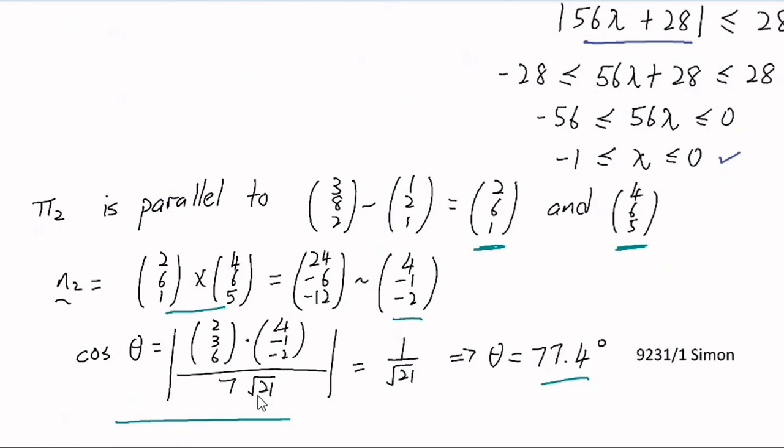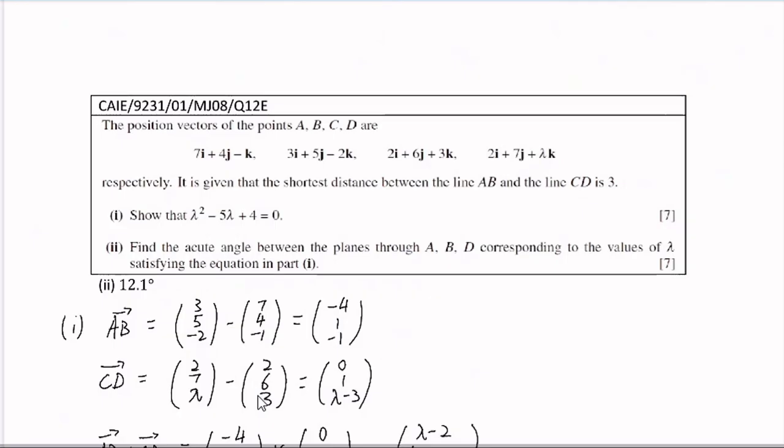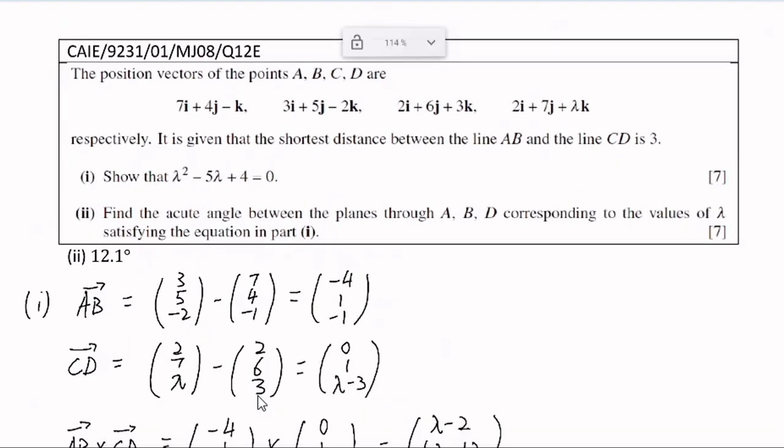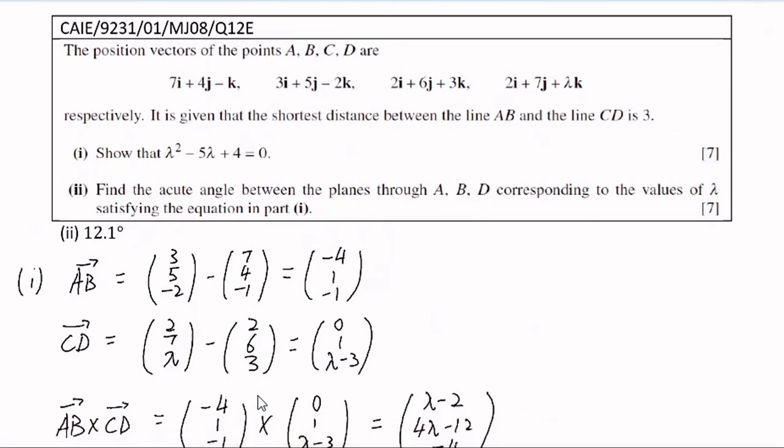If we continue to look at the next question, this is a 40 marks question in total. We have 4 points here. It is given that the shortest distance between the line AB and the line CD is 3. So we need to show that we have this quadratic involving lambda here. It's not difficult at all.